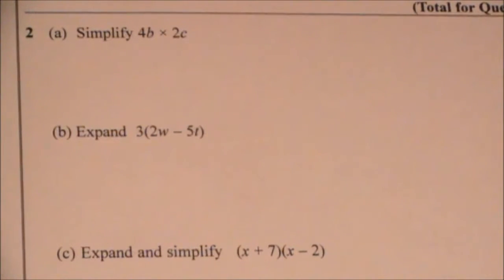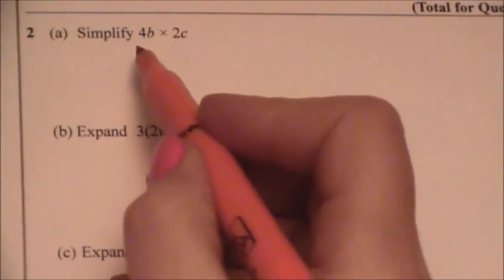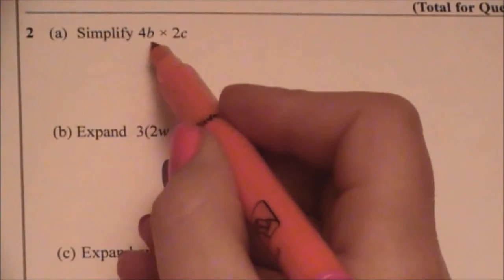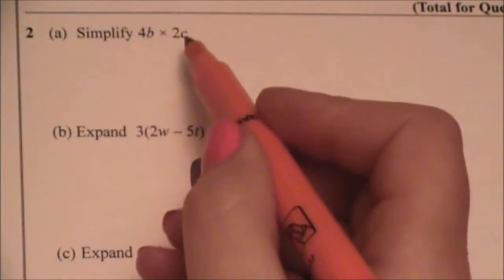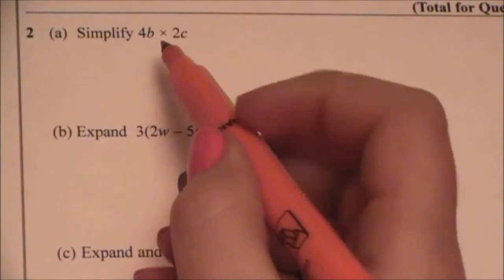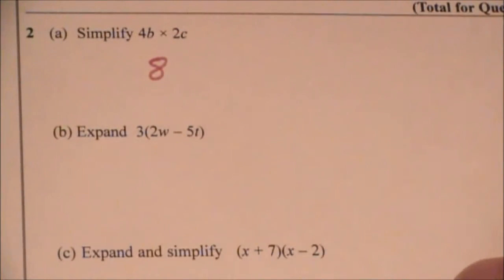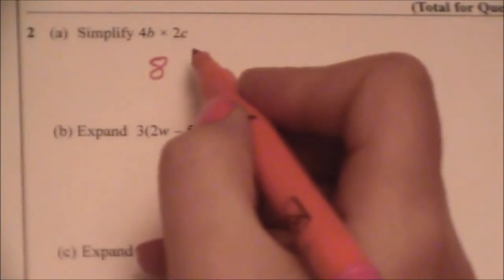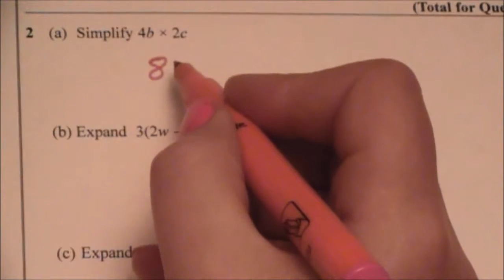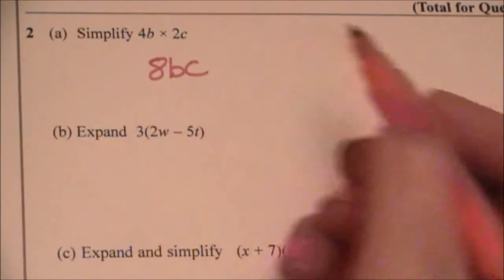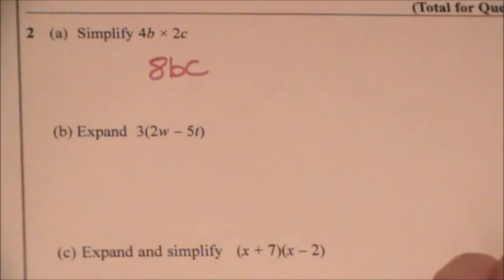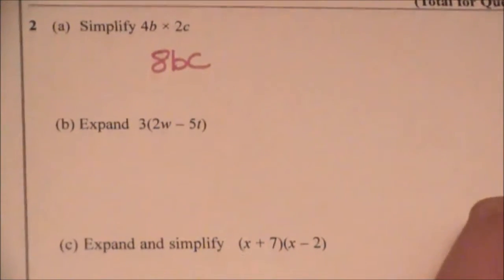Question 2 is a nice straightforward algebra question where we want to simplify 4b times by 2c. Now in algebra, always do the numbers first and then deal with the letters. So 4 times 2 is 8. B times C. In algebra, remember, whenever you've got letters times together, you just remove the times sign. So it's 8bc. That's 1 mark.